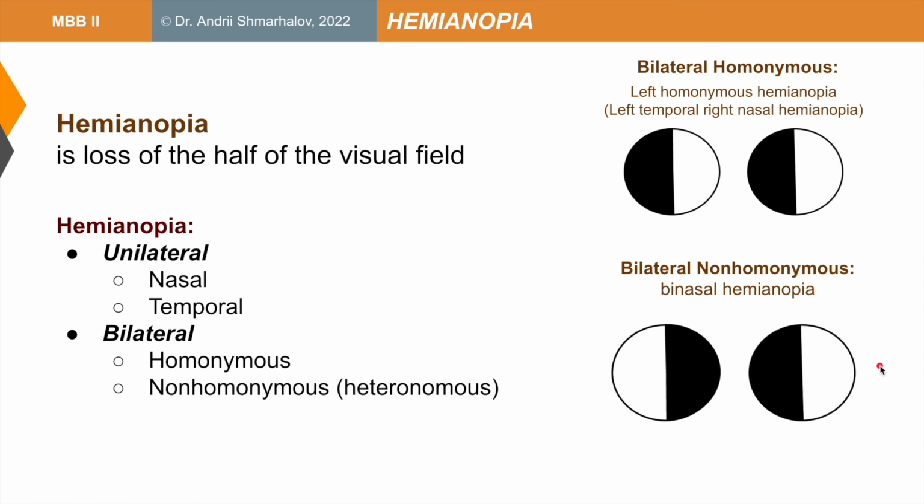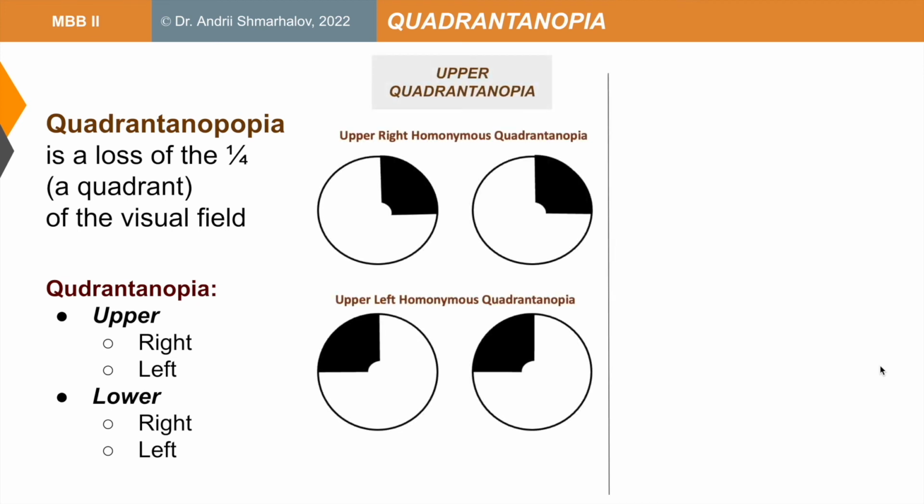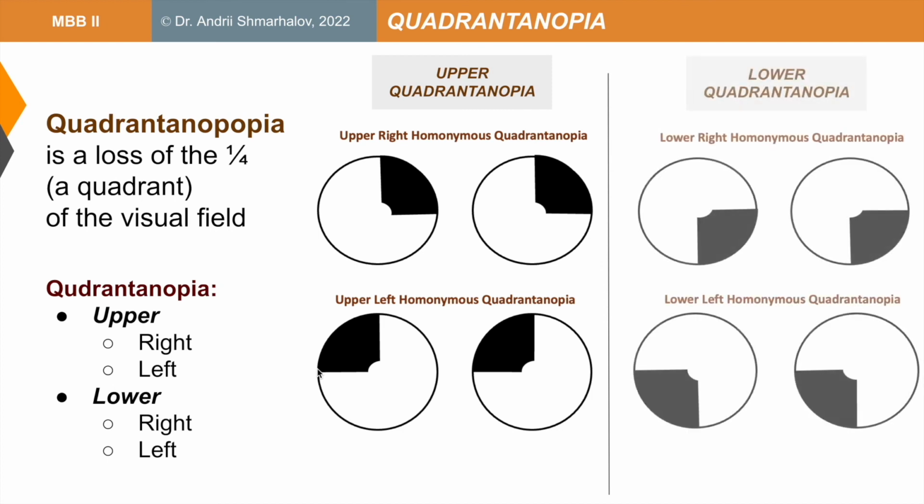Quadrantopia is a loss of one quarter, or a quadrant, of the visual field. It may be classified as upper quadrantopia, when we have the right homonymous quadrantopia or left homonymous quadrantopia with the loss of the upper quadrants, and lower quadrantopia, which may be classified as lower right homonymous quadrantopia and lower left homonymous quadrantopia.